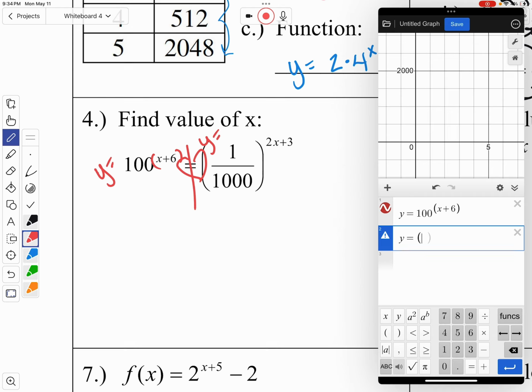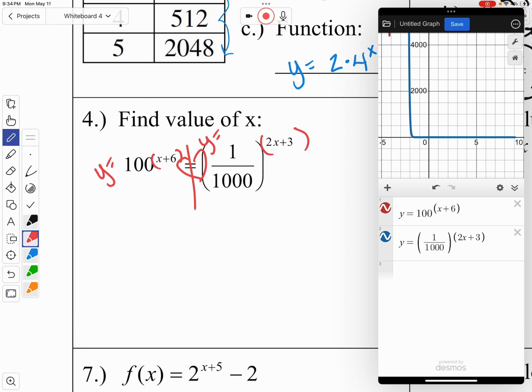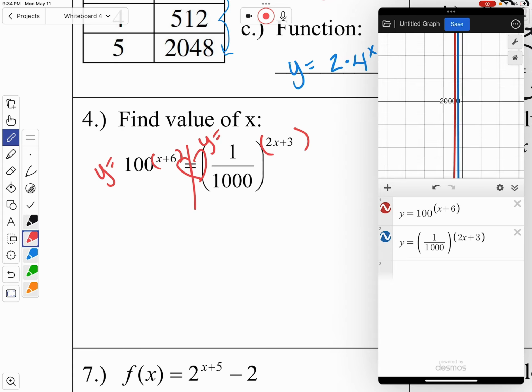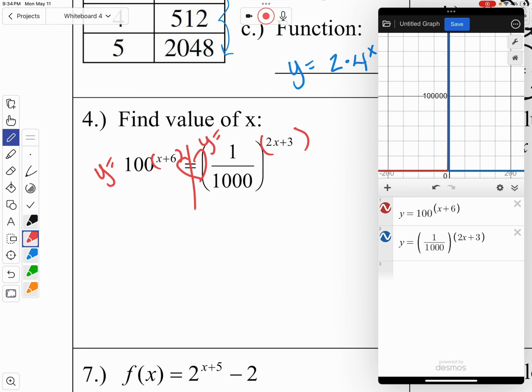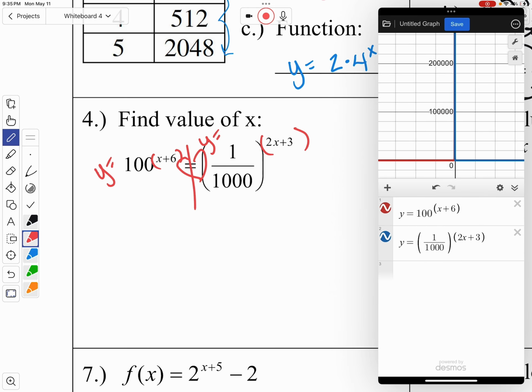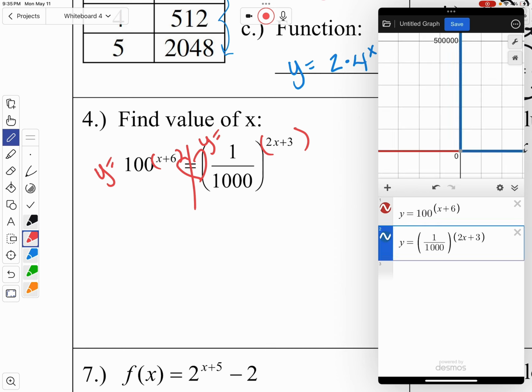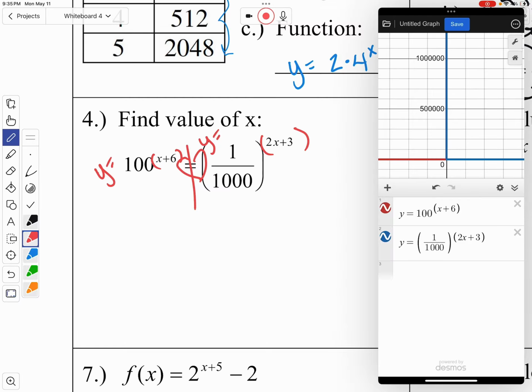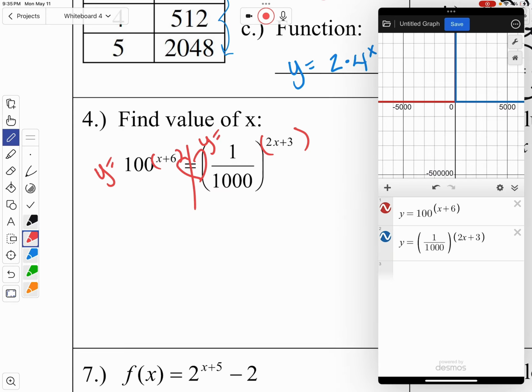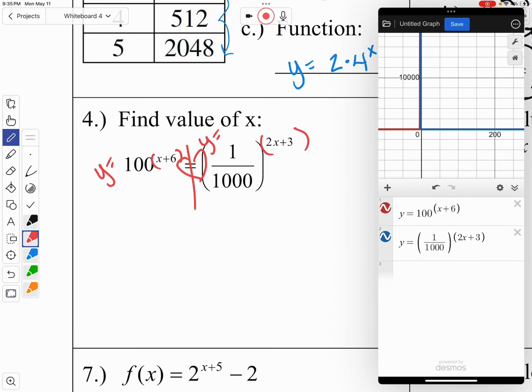So y is equal to 1 divided by 1,000 raised to the power of, I want to keep all of this together, so raised to the power of 2x plus 3. And I'm looking where my blue and my red intersect. I'm going to zoom out. Is there a place where they come together? It's going to be way, way, way up there. But essentially we're looking at where they intersect, if they intersect. This one is, they do intersect. It's just very difficult to see.